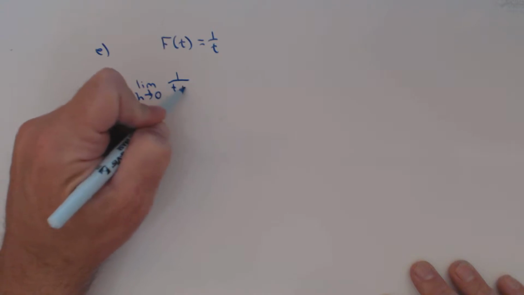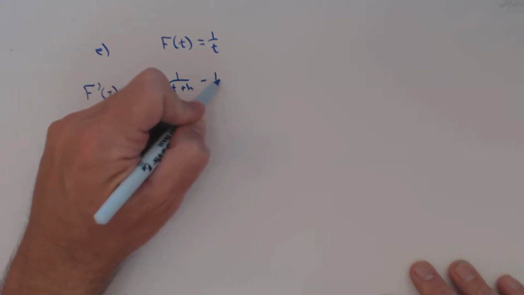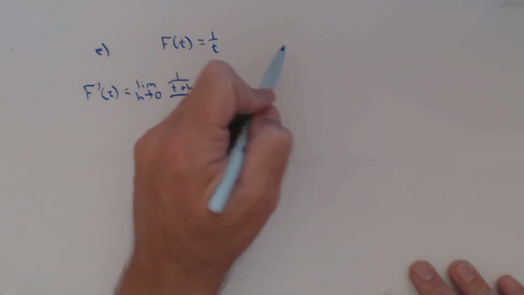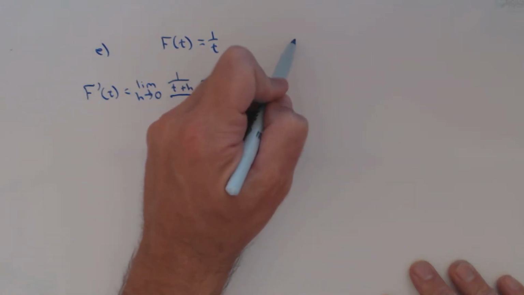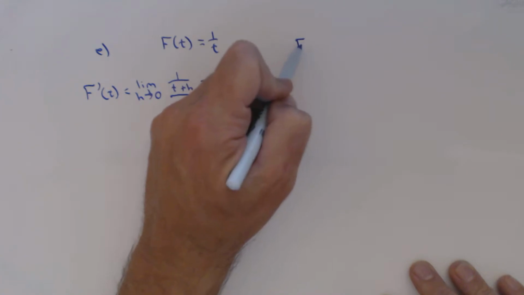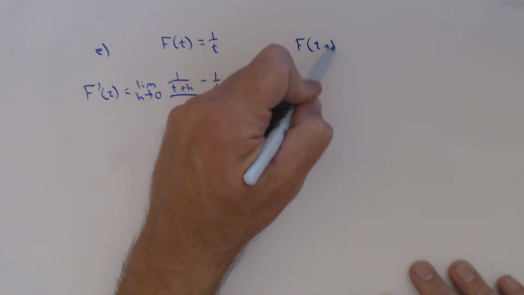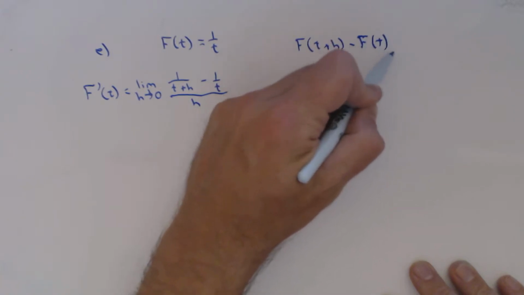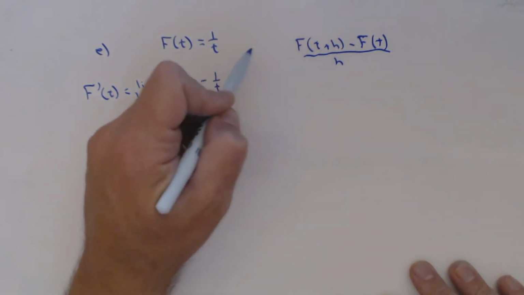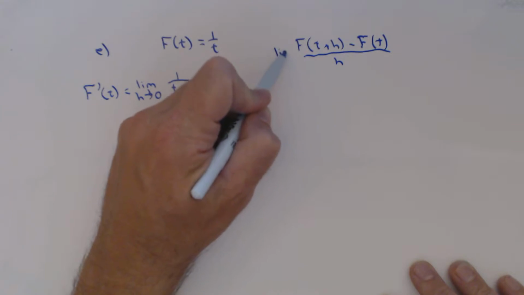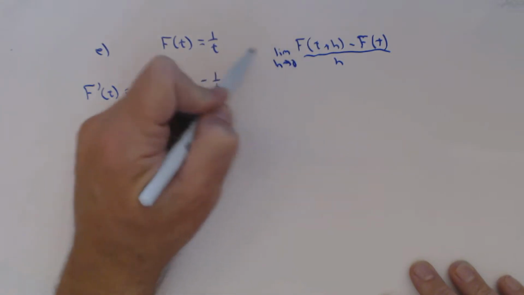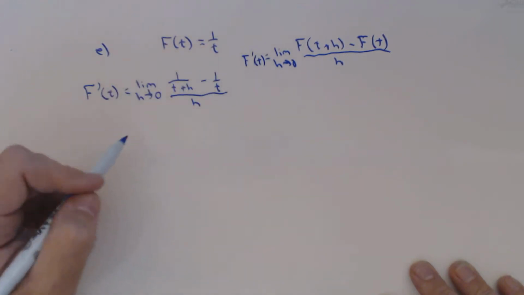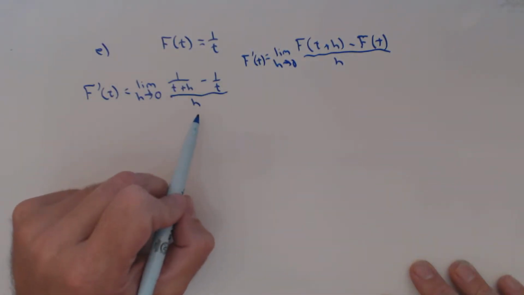1 over t plus h minus 1 over t all over h. As a reminder, our difference quotient is f of t plus h minus capital F of t for this case all over h. Now what makes this the derivative again is the limit as h goes to 0. This gives us our f prime of t. So now we're in charge of doing algebra on this thing.